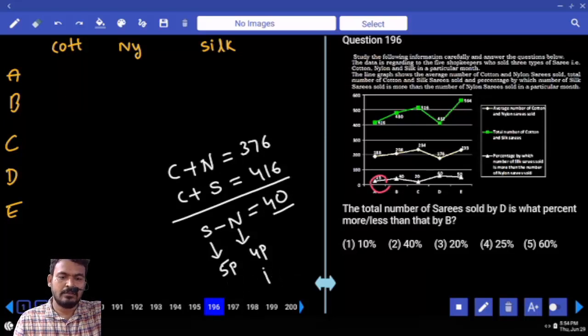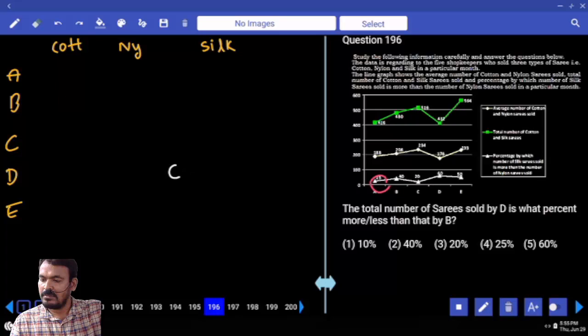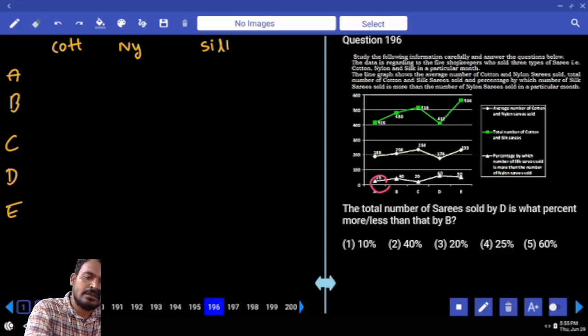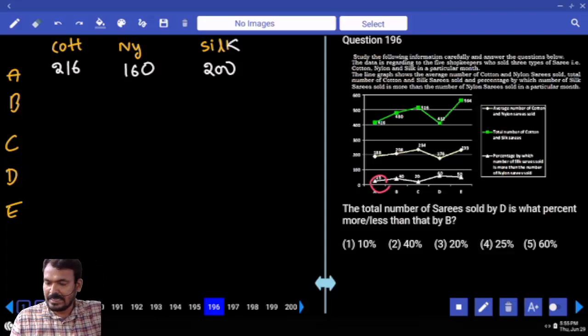What is the silk value? Silk is 200. Next, nylon is 160. Cotton is 216. Okay. What is the second one?